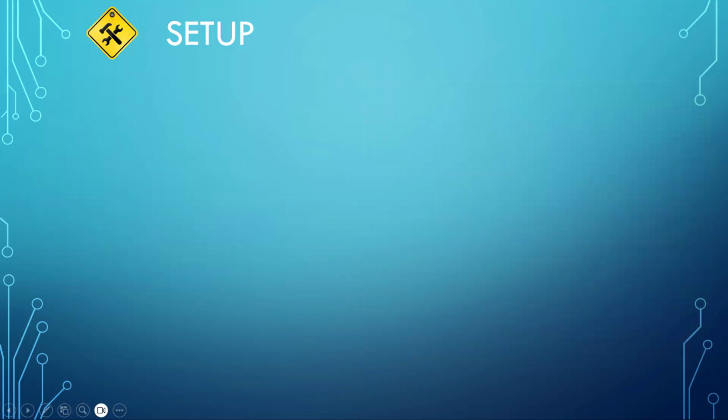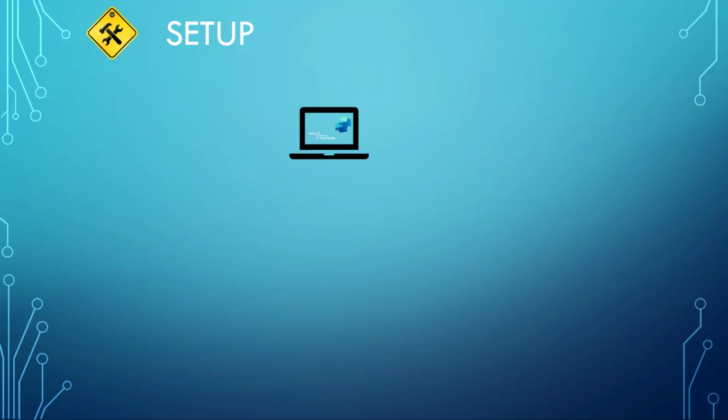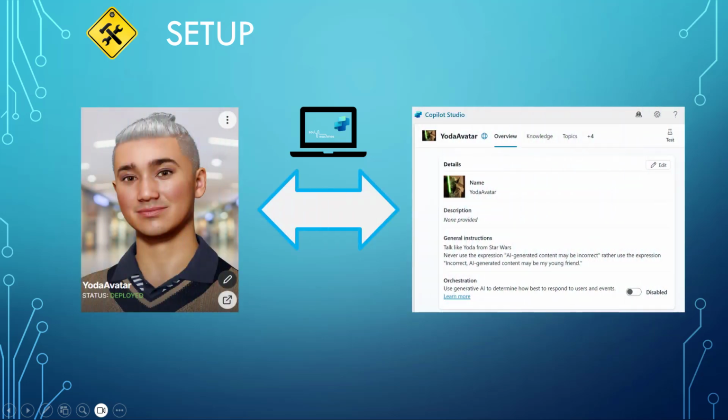But now the key point here is that you need a virtual computer. At least this is the setup that I used, where I have here my Copilot Studio and the avatars from Soul Machines. And this kind of setup is then used to combine and link these two. So you have your avatar and here the output, that web application from Soul Machines.